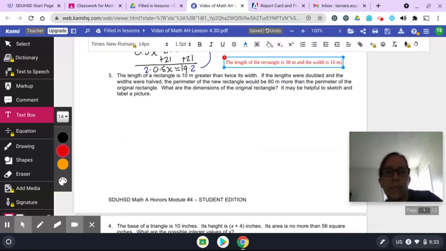The length of a rectangle is 10 greater than twice its width. If the lengths were doubled and the widths were halved, the perimeter of the new rectangle would be 80 more than the perimeter of the original rectangle. What are the dimensions of the original rectangle? It may be helpful to sketch and label pictures. Okay, wow, that's a lot of stuff.